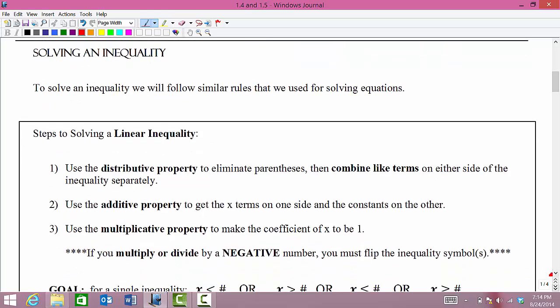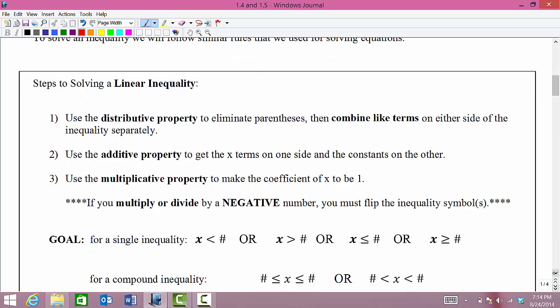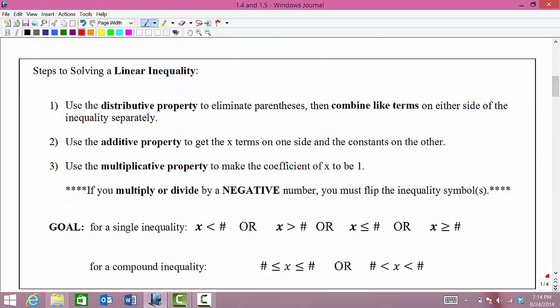Solving an inequality. If you can solve an equation, you can solve an inequality. To solve an inequality, we're going to follow similar rules. We will first use the distributive property to eliminate all parentheses, and then we will combine like terms on either side of our inequality separately.